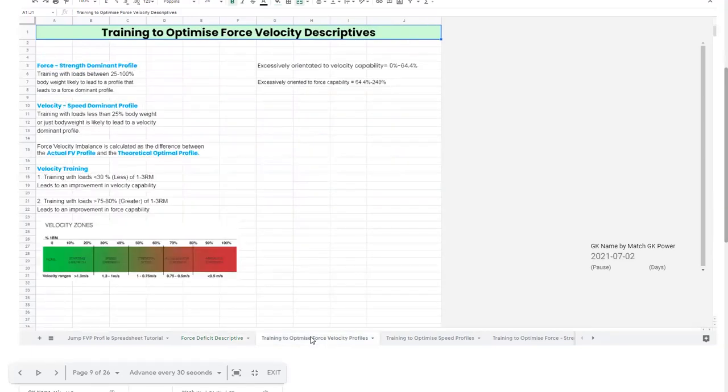Training to optimize velocity profiles. If you had a force or strength dominant profile, training loads between 25 and 100%. If you had a speed dominant profile, training loads with less than 25% is going to lead to a speed velocity dominant profile. And force velocity imbalance is calculated as a difference between the actual force velocity profile and the theoretical. And these are VBT suggested velocity training zones here at the bottom.